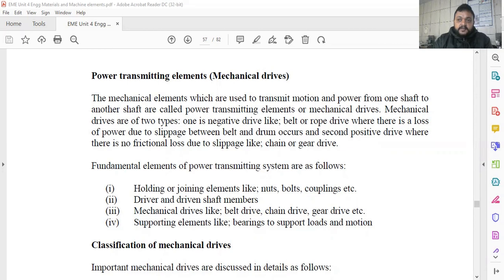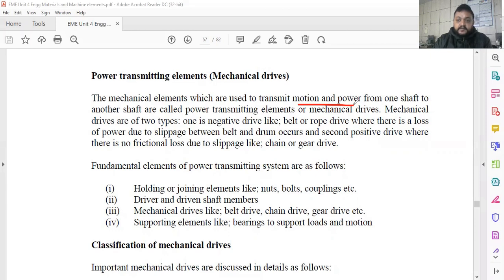Normally, it is called mechanical drive. So, power transmitting elements are normally used to transmit the power and motion both, from one shaft to another shaft. As we have discussed in the previous lecture, clutch, brakes, and couplings are normally used, and couplings are normally used to connect the two shafts.